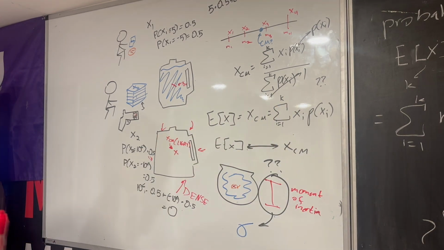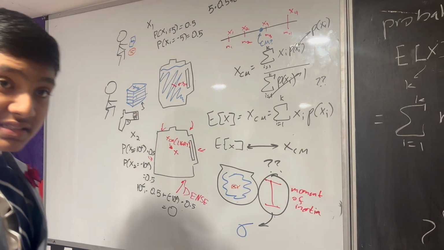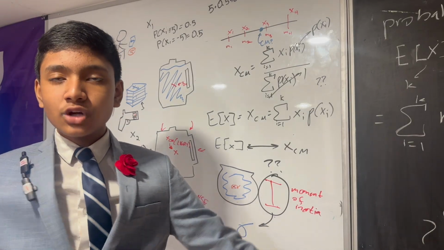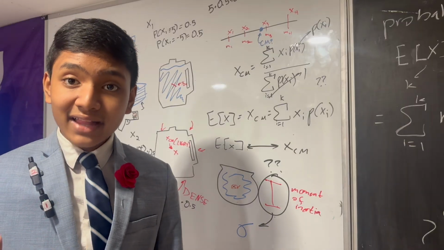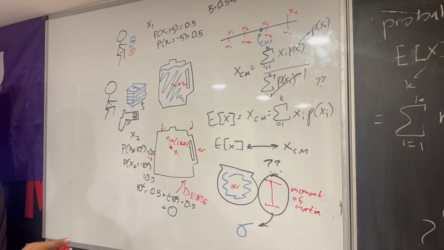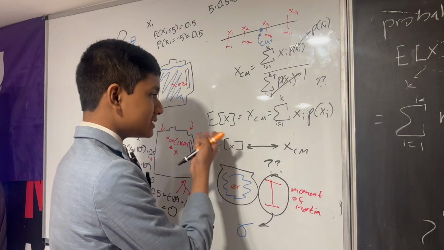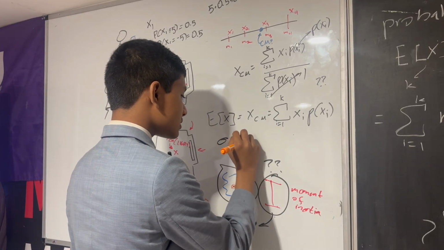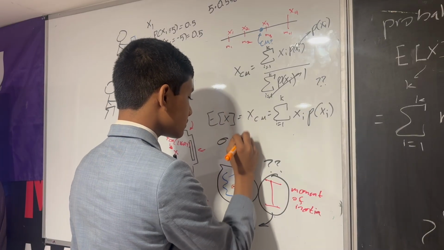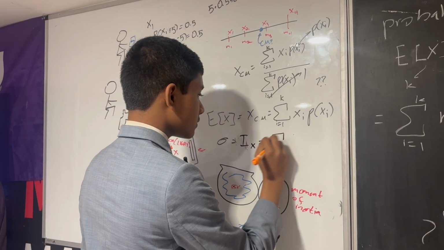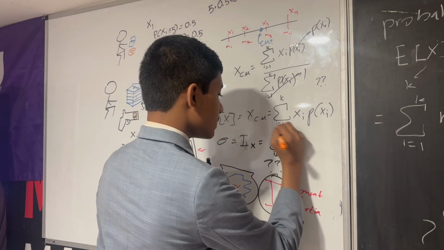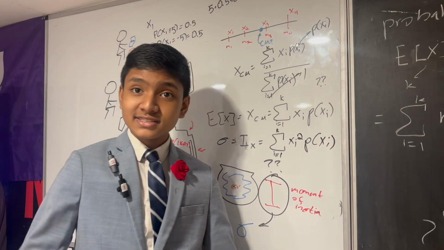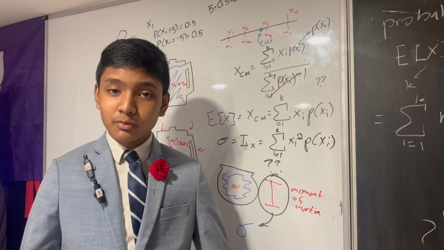In the same way, standard deviation is measuring how far the entire data set is, on average, from the expected value. So how do you measure that? Well, instead of this formula, the standard deviation is just this squared. That's where the standard deviation comes from. It's like the analog of the moment of inertia.